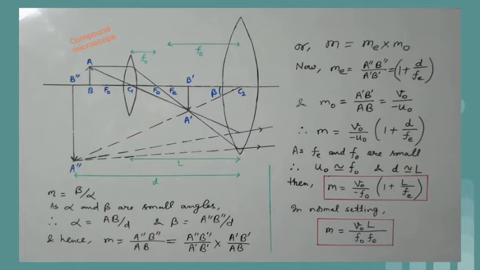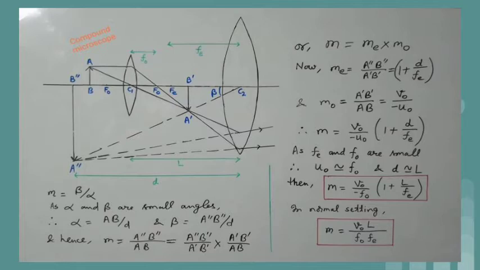Now, ME is equal to A''B'' by A'B', which is equal to 1 plus D by FE, as the relation obtained in the simple microscope. And MO is equal to A'B' by AB, which is also equal to VO divided by minus UO. Hence, magnification M is equal to VO by minus UO into 1 plus D by FE. As the focal lengths of the eyepiece and objective are small, UO is nearly equal to FO and D is nearly equal to L, the length of the microscope. Then, the magnification of the compound microscope is M is equal to VO by minus FO into 1 plus L by FE.